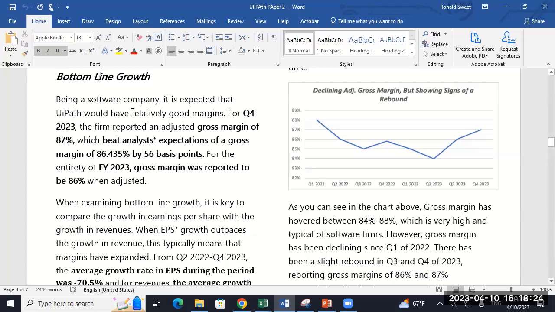It's expected that they would have relatively good margins for fourth quarter. The firm reported adjusted gross margin of 87, which beat analyst expectations by 56 basis points. You could probably leave that out, right? Don't get too redundant. Which beat analyst expectations of 86 by 56 basis points.